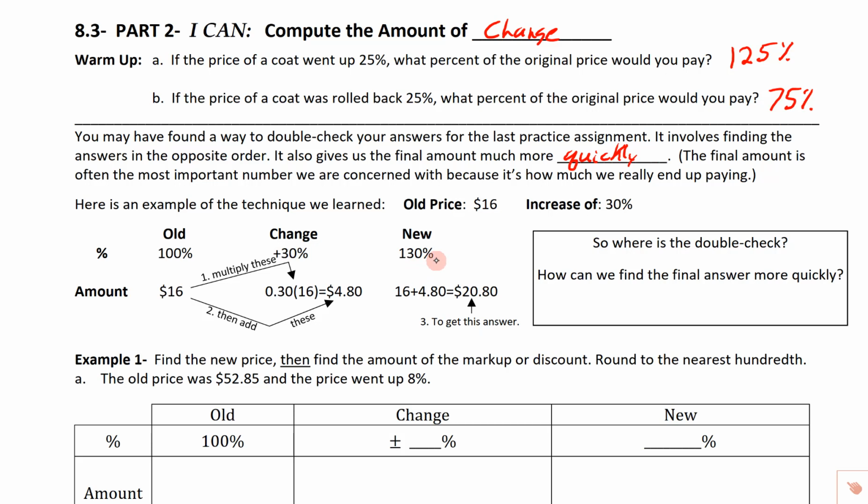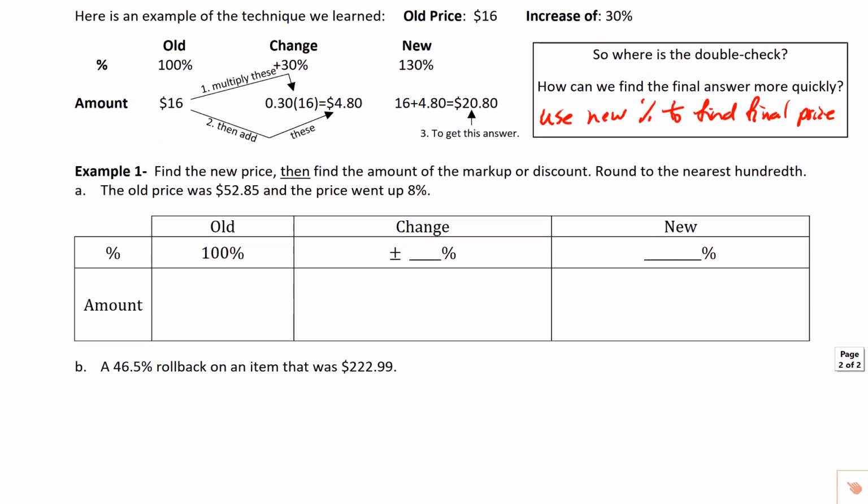So where's our double check, and how can we find the answer more quickly? Well, what we do is we use the new percent, so this one right here, use the new percent to find the final price. Final price or final amount. So we'll put that right here, and then I want to show you how this works. So the instructions are slightly different than they were yesterday. It says find the new price, then find the amount of the markup or the discount. And it says round to the nearest hundredth as always.